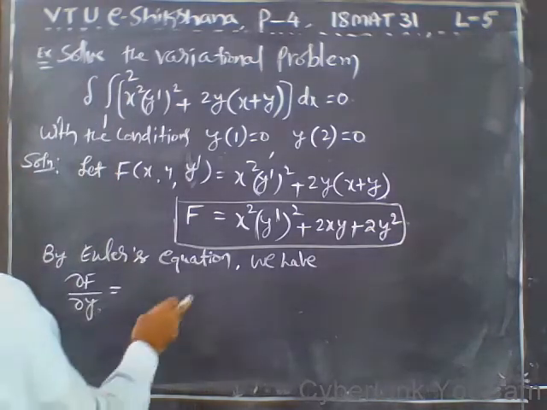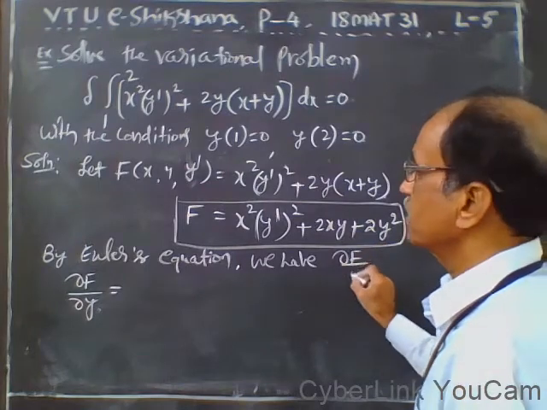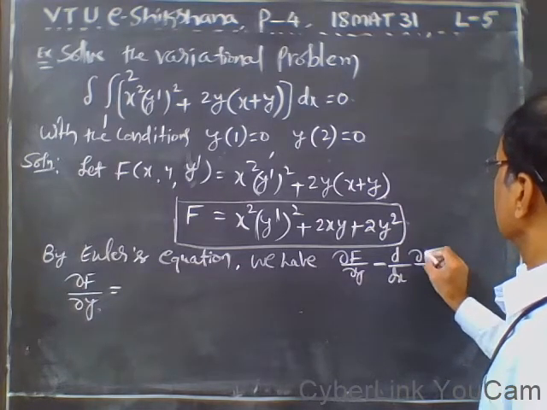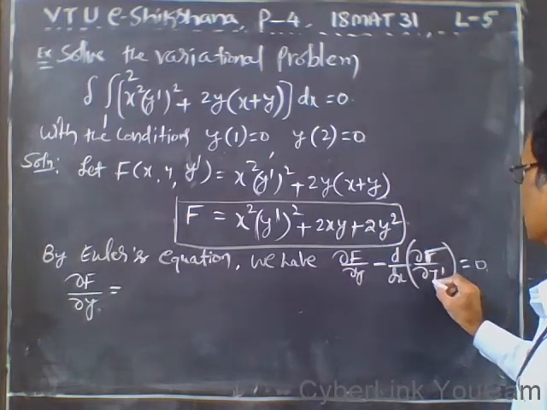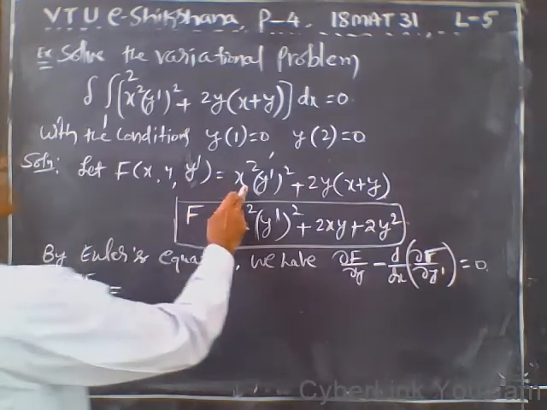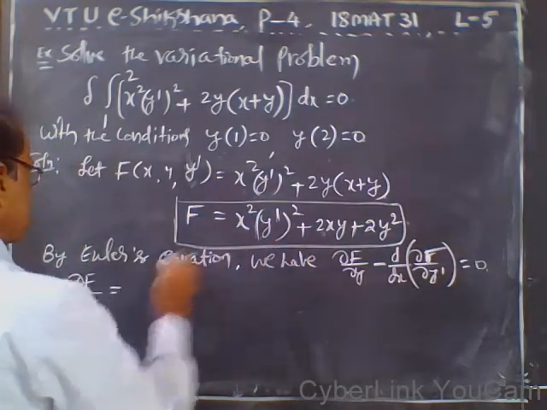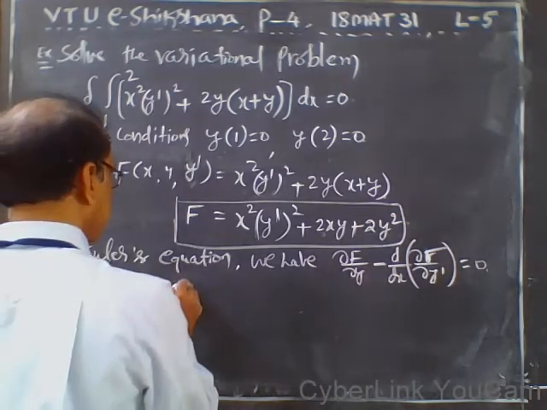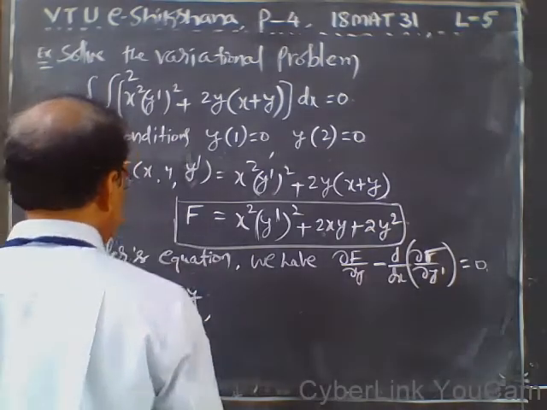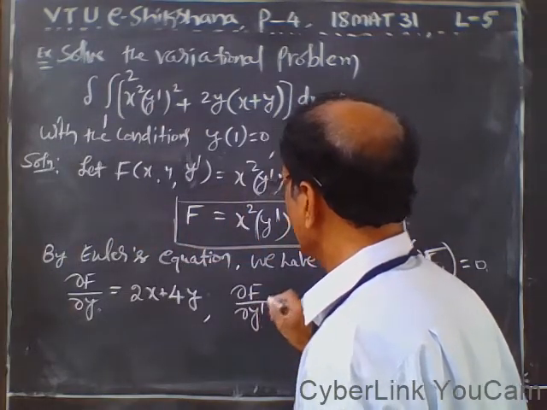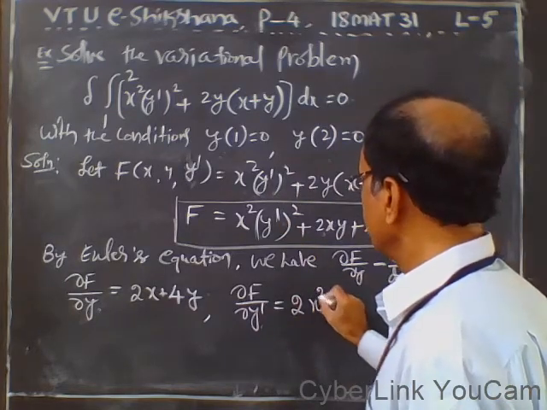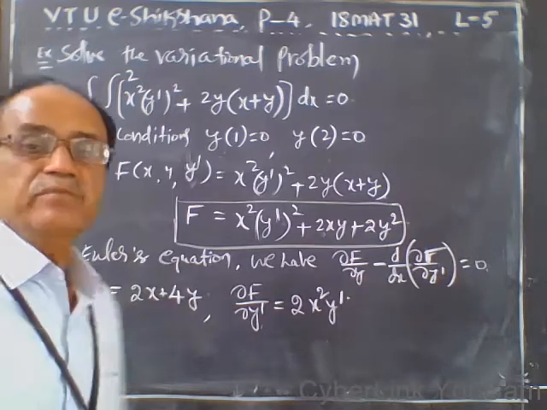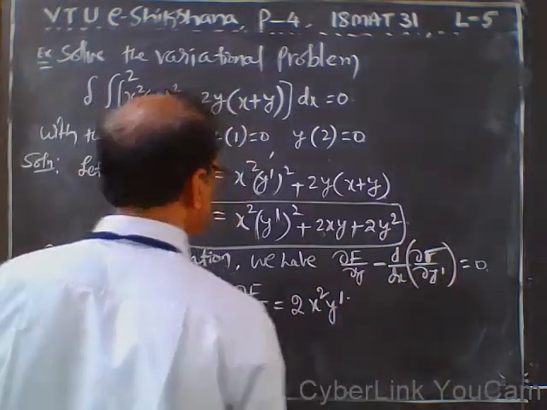By Euler's equation, the equation is del f by del y minus d by dx of del f by del y dash equal to 0. Del f by del y, with respect to y, the first term is 0, the second term gives us 2x, and the next term gives 4y. Del f by del y dash, with respect to y dash, is 2 times x square y dash. We will substitute both values in Euler's equation.